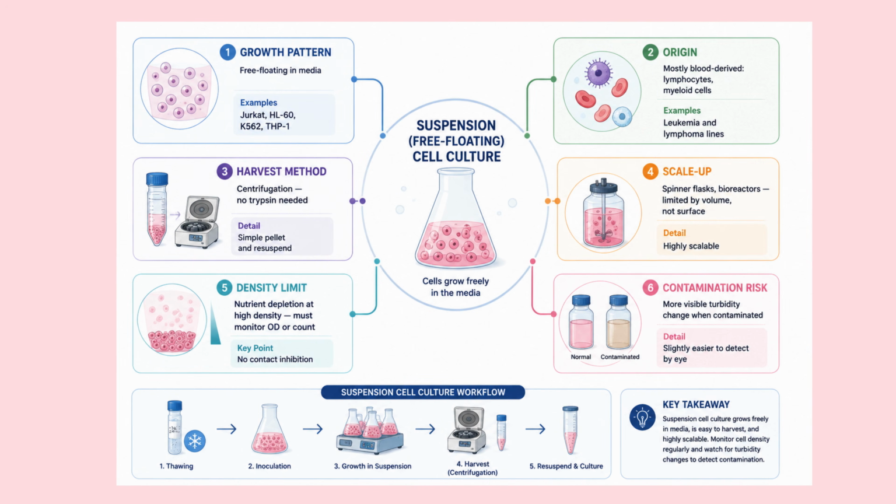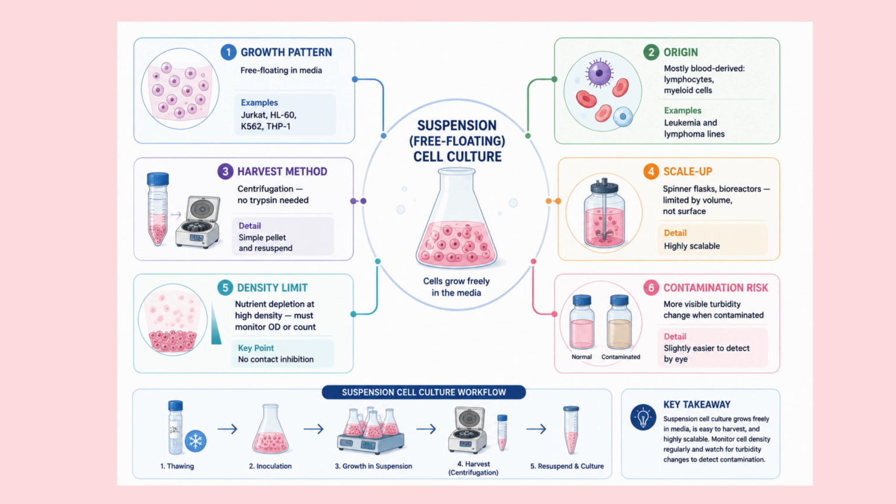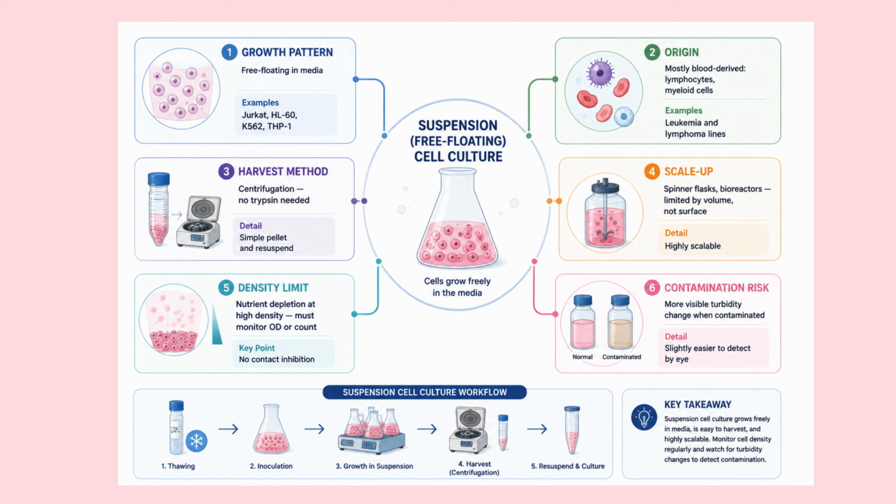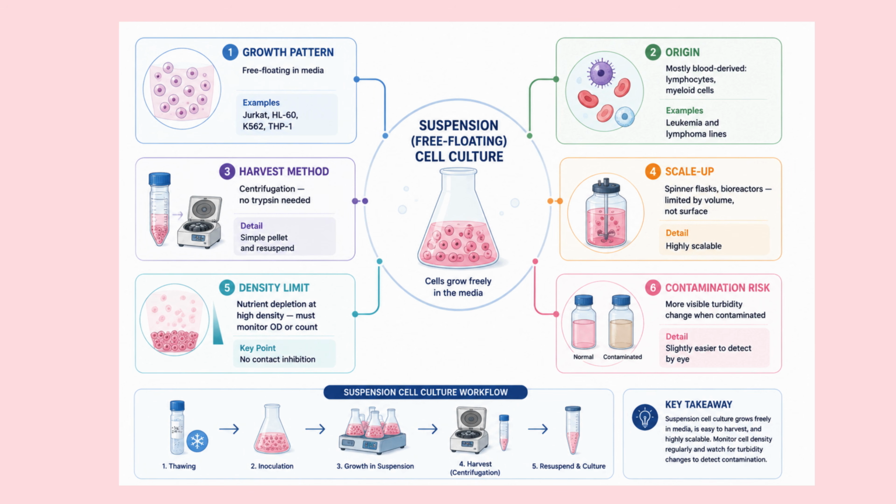Now let's explore suspension cell cultures, which differ significantly from adherent cells. Instead of attaching to a surface, suspension cells grow freely in the culture medium. Common examples include Jurkat, HL60, K562, and THP1 cells. These cell lines are mostly derived from blood cells, such as lymphocytes and myeloid cells, making them ideal models for leukemia and lymphoma research. Since they don't attach to the flask, harvesting is much simpler.